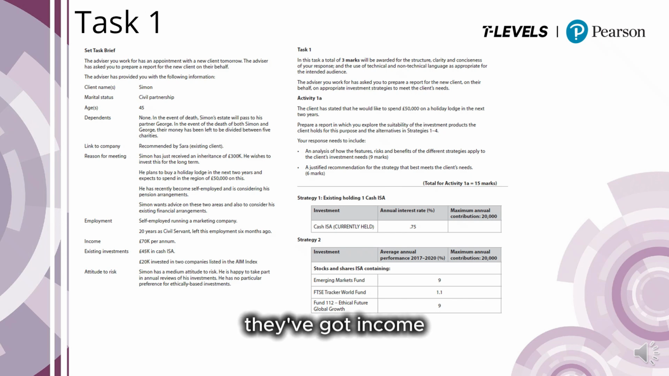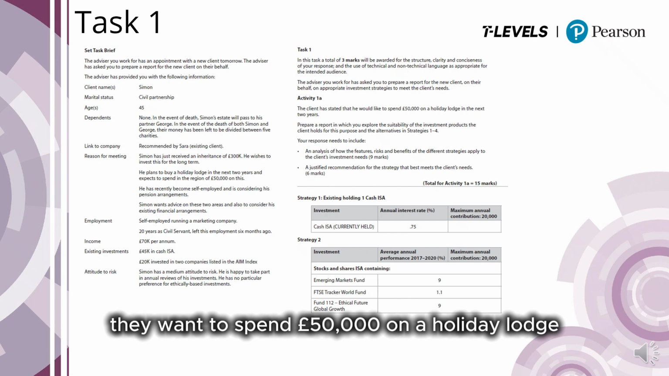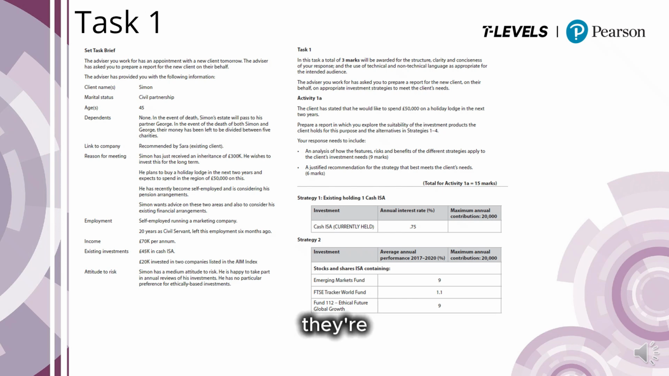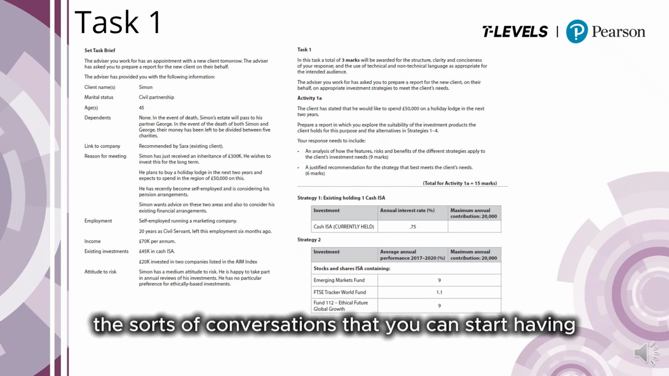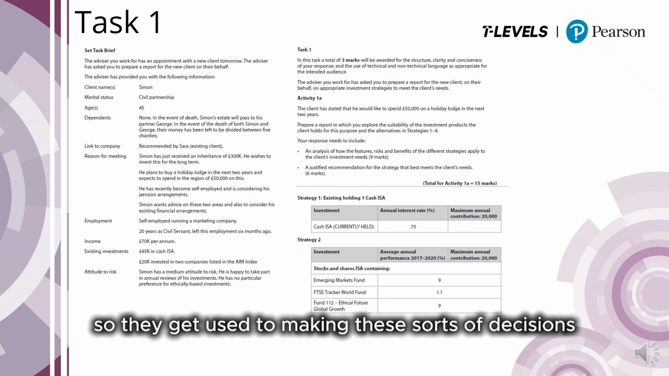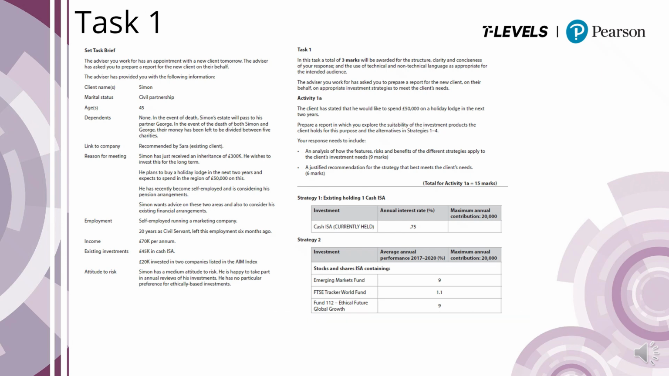Obviously, they've got income. You can see they've got £70,000 a year. They want to spend £50,000 on a holiday lodge. Is that something that's appropriate? Is it not? Those are the sorts of conversations that you can start having in year 1, or even in a transition year if you're doing the transition T level, so they get used to making these sorts of decisions and having these sorts of conversations.